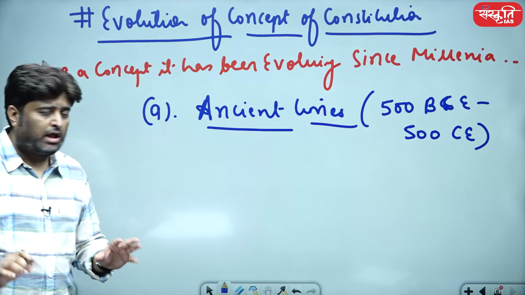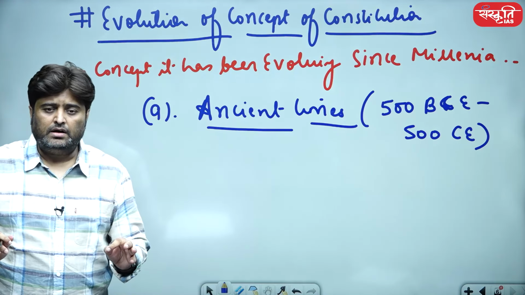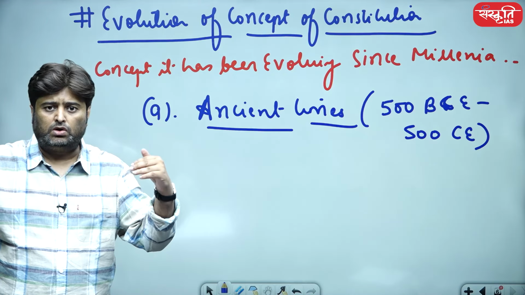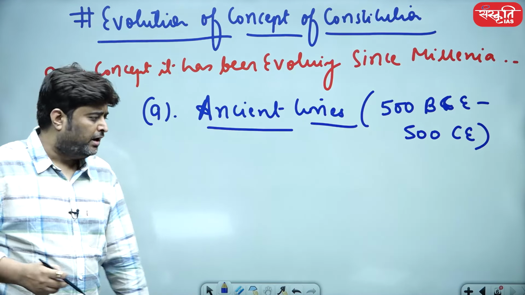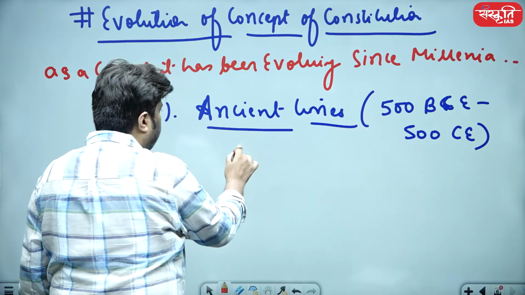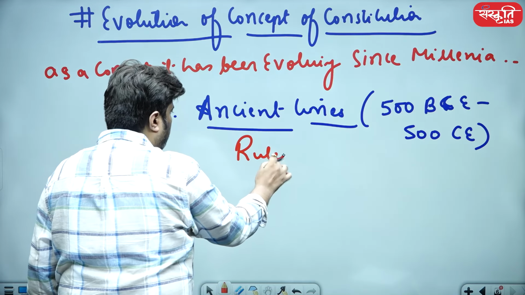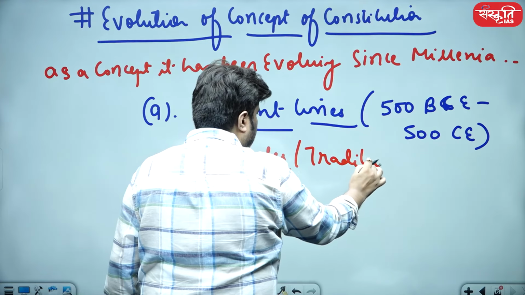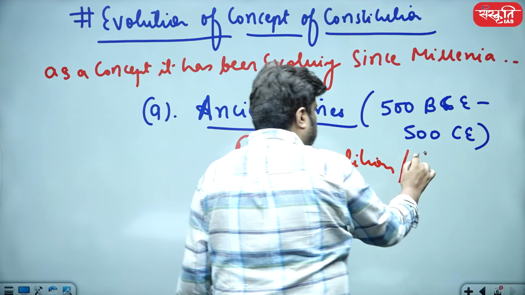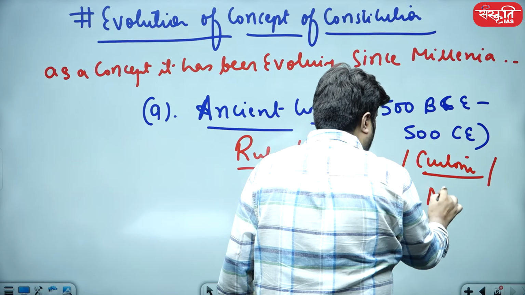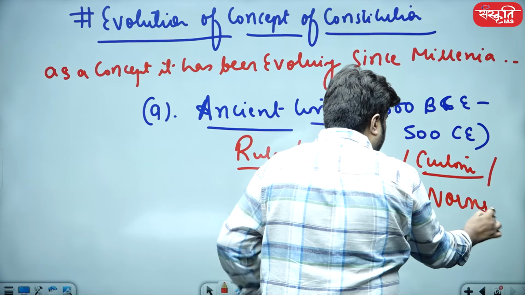So in this period, student, there was no written constitution. Constitution was not even a word to be discussed. It was more about rules. So during the ancient time, constitution was more about rules. It was more about tradition. It was more about custom. It was more about norms.